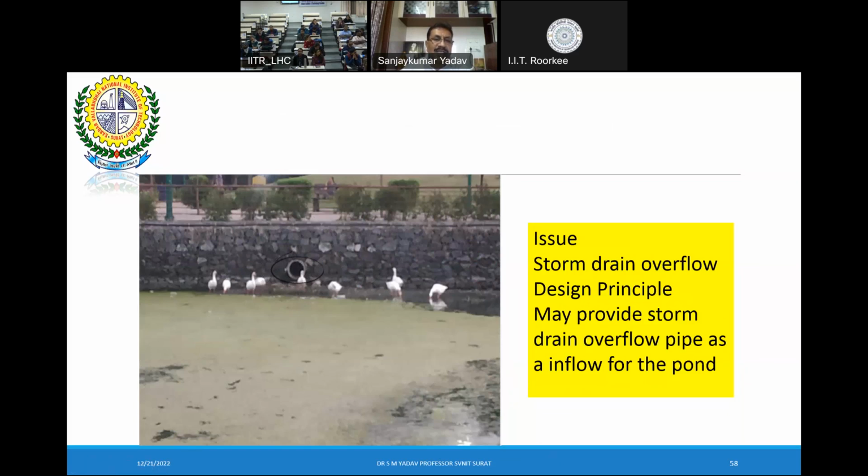Number one, when there is an overflow from the storm drain, it will fill the pond. And when there is a flood, or when the pond is full, the water may flow back from this pipe, which will work as an outflow from the tank. So the function of this pipe is, in case of an overflowing storm, it will fill the pond, and in case of a full pond, it will act as draining out the water from the pond.